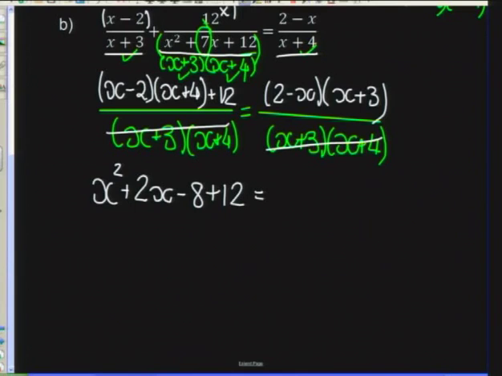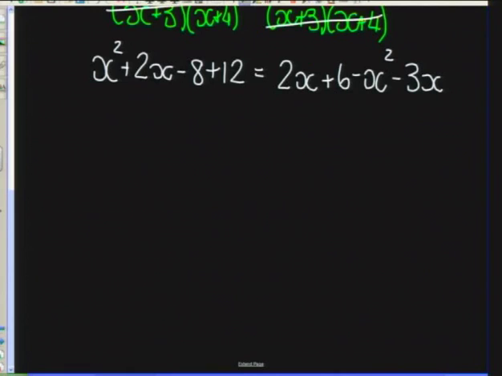On the other side, if I FOIL this out, I'm going to get a 2x. I'm going to get a positive 6. I'm going to get a negative x squared and a negative 3x. Okay, so we've multiplied that all out. Let's follow the same procedure. Let's gather everything to the left-hand side. We want our right-hand side to be equal to 0. So we've got x squared plus 2x minus 8 plus 12.